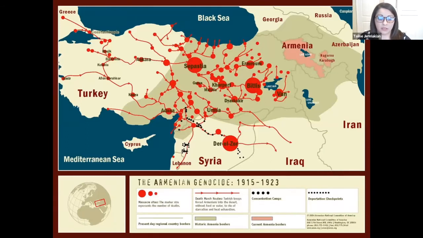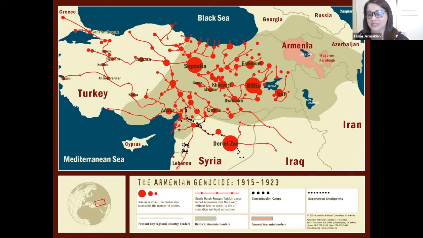This map shows where the greatest massacre sites occurred, but it also shows the movement of people. You can show this map to your students and not tell them anything. You can have them look and say, well, these areas were majority Armenian occupied. What happened? Why did they move? Where did a majority of these people go?